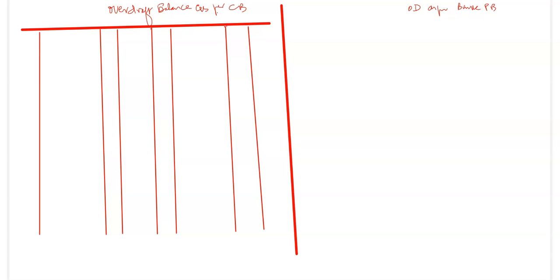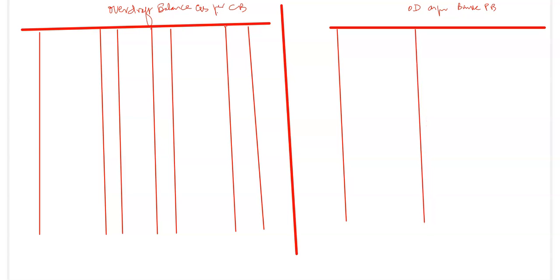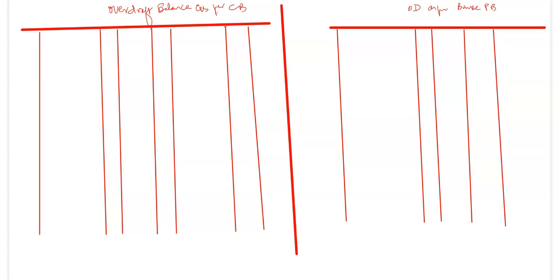Similarly, in case of passbook, we should have the format of passbook. So I need to mention the date of the transaction, so I need space for it, particulars, check number, debit or withdrawal, credit or deposit, then balance.